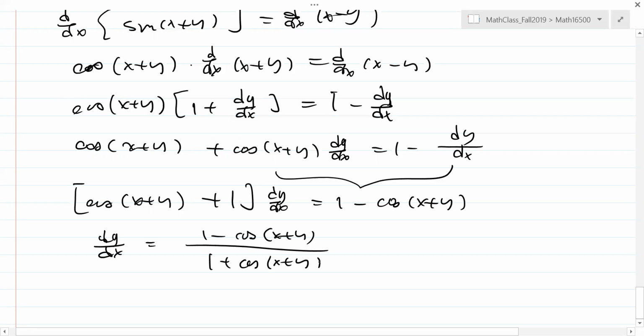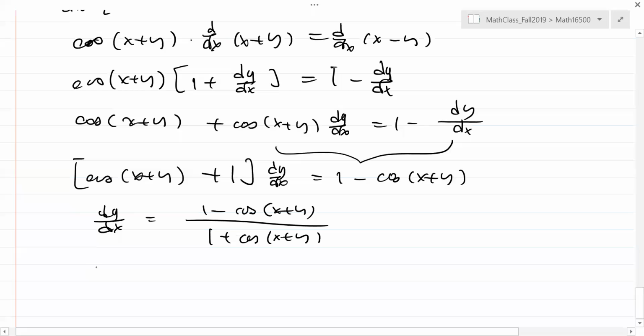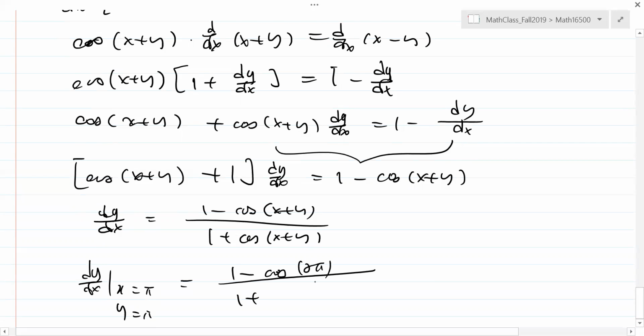Then you plug the value for x and y, then you solve the problem. And when x equals pi, y equals pi, I'm pretty sure this is 1 minus cosine 2 pi over 1 plus cosine 2 pi. Cosine 2 pi is 1, so the numerator is going to be 1 minus 1, which is 0.